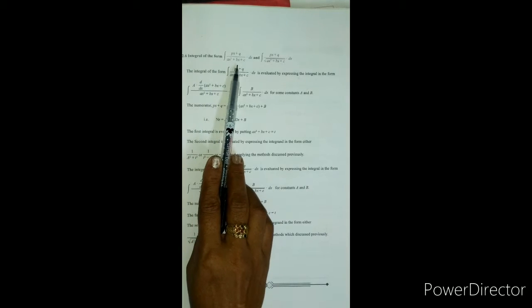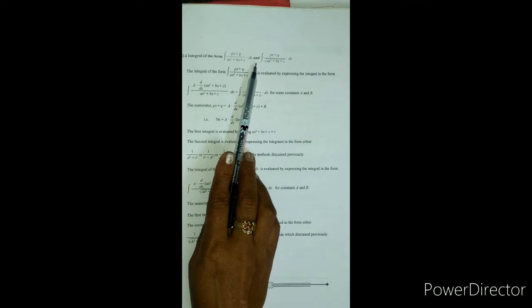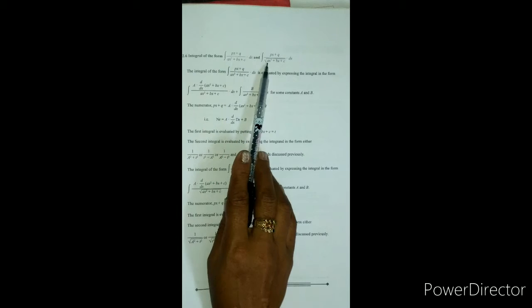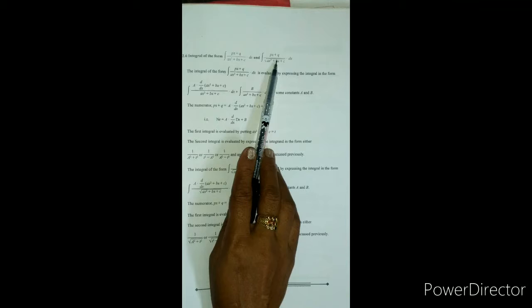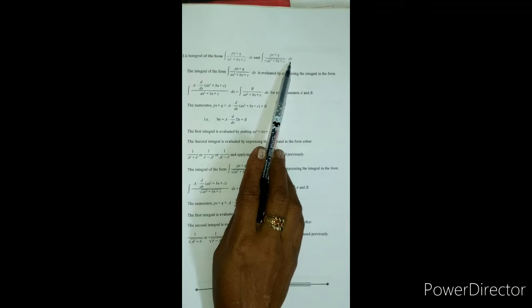Hello friends, today we discuss the next part of integrals, that is integrals of the form (px + q) upon (ax² + bx + c), integration with respect to x, and the second form, where the denominator expression, which is quadratic, is inserted under the root sign: integral of (px + q) upon under root of (ax² + bx + c), integration with respect to x.